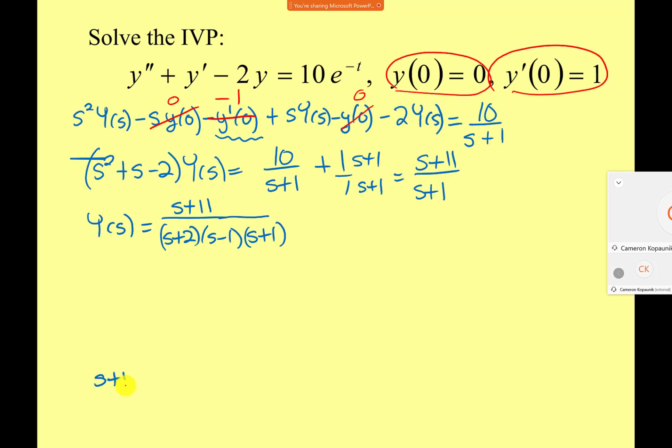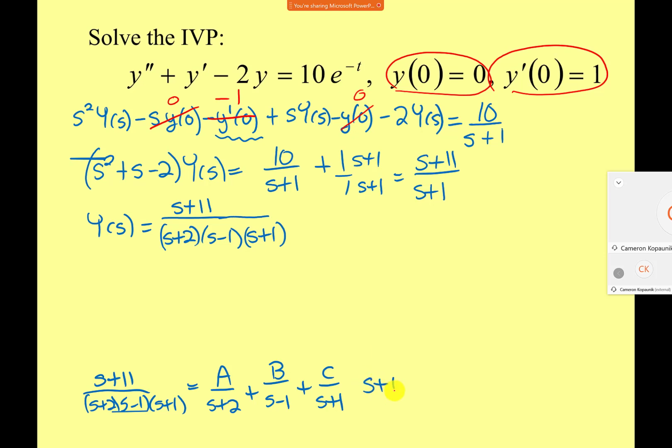So I have (s plus 11) over (s plus 2)(s minus 1)(s plus 1). And so the partial fractions are going to be A over s plus 2, plus B over s minus 1, plus C over s plus 1. Let's see if I can clear the fractions right this time.